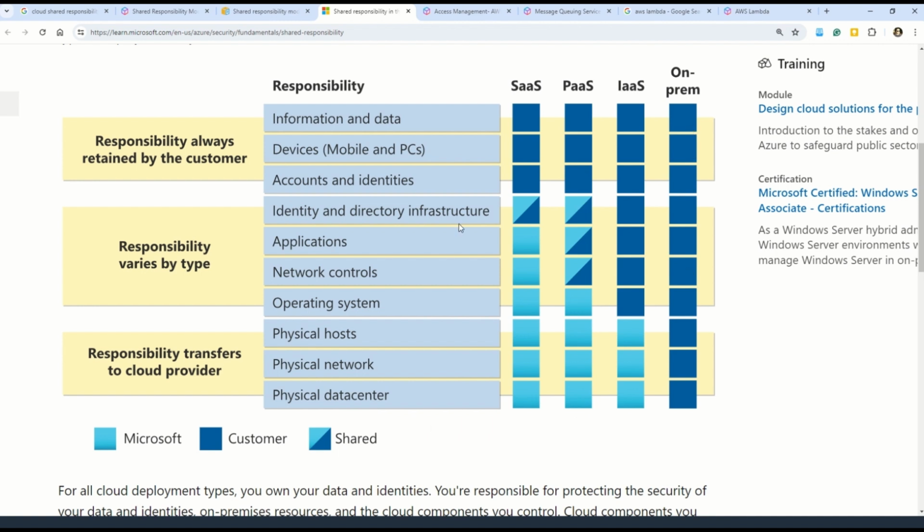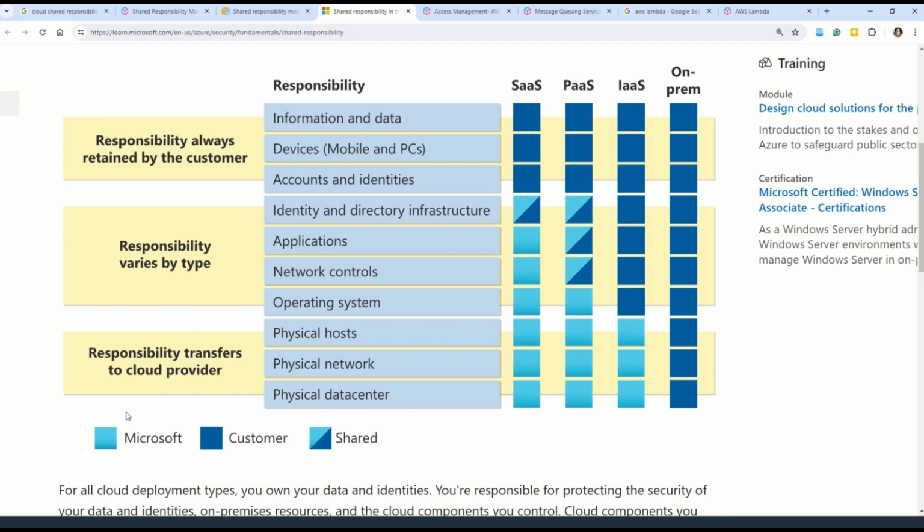Now here on the right hand side, you can see that as you move from on-premises to IaaS, which is infrastructure as a service, and then you move towards PaaS or SaaS, more of the responsibilities are moving toward Microsoft or the cloud provider. So here you can see on the extreme right, in the on-premises category, all the responsibilities are to be shouldered by the customer.